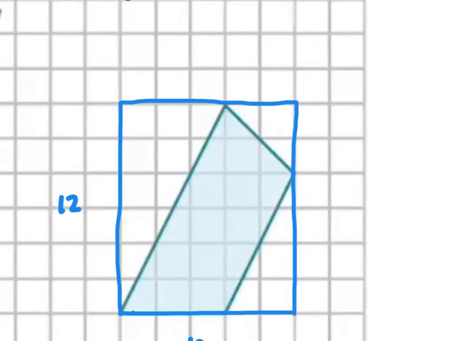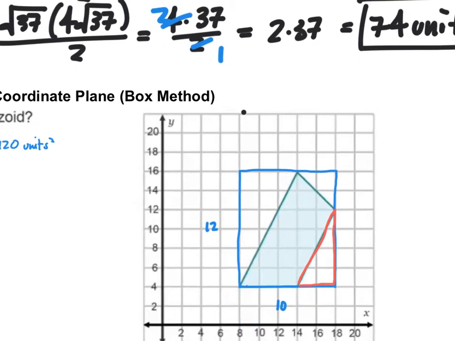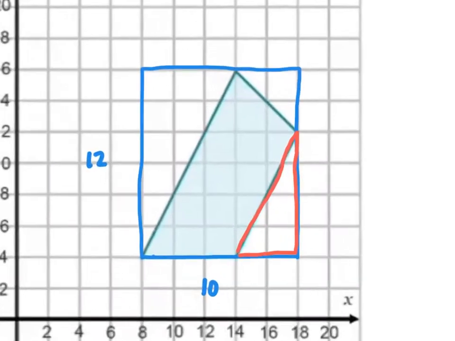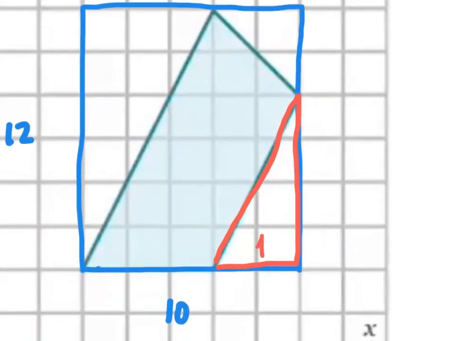I'm going to switch my color to red so that we have those different distances. From 4 to 12, from here to here, this length is going to be 8, and then from 14 to 18, it's going to be 4. I'm going to zoom in here. This is going to be a 4 by 8 triangle.